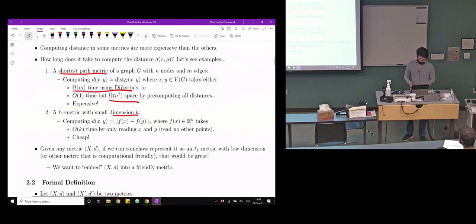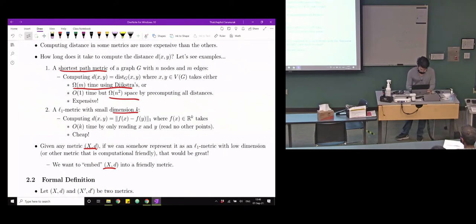So that means that if you are given some metric X and D, even if it is not originally from L1, if somehow you can represent it as an L1 metric with some distortion that I will define, then it will be very nice. You can compute distances very fast. In other words, L1 is kind of friendly, and you want to embed a metric into a friendly metric.